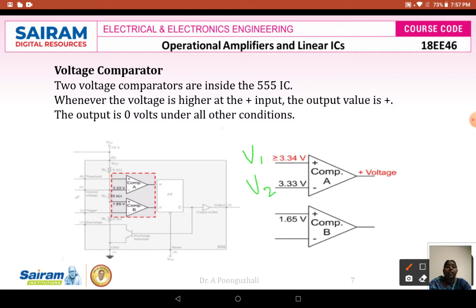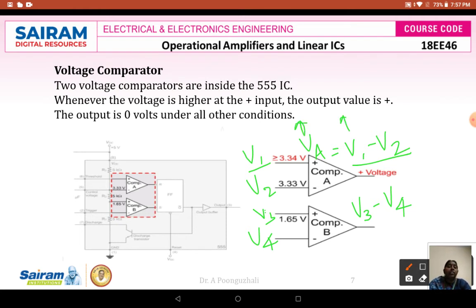The output of this comparator, you always know, is the voltage at the non-inverting terminal, V1, minus the voltage at the inverting terminal, V2. If I take this as V3 and this as V4, the output is the voltage at the non-inverting terminal V3 minus the voltage at the inverting terminal V4, so it is V1 minus V2. In this case, if my V1 voltage is going to be higher, then the output voltage of this comparator is going to be high, that is positive.